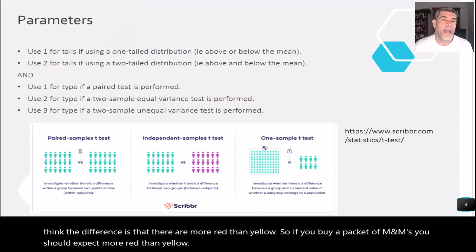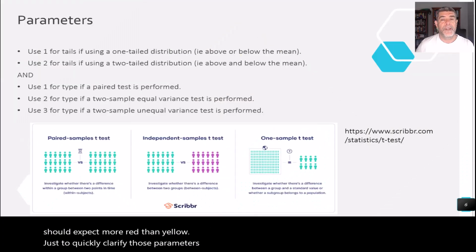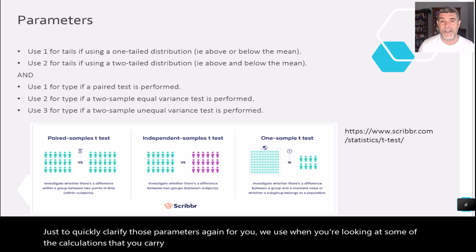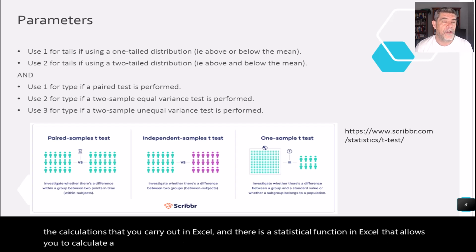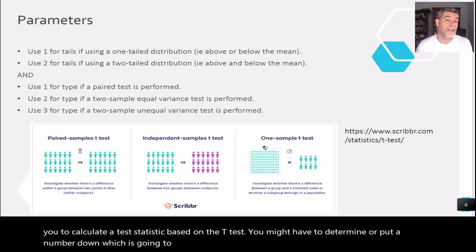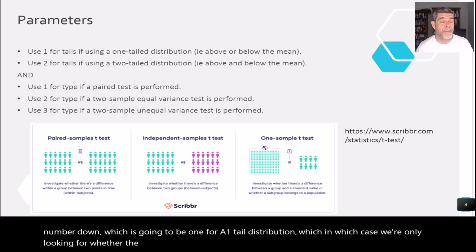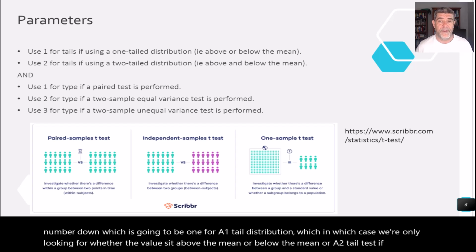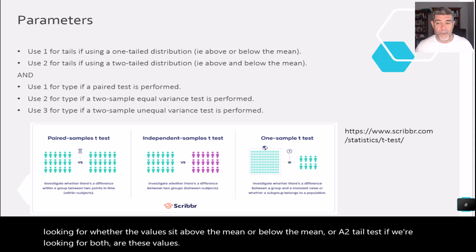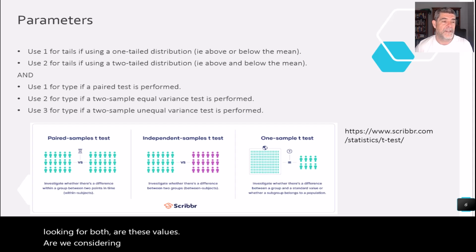Just to quickly clarify those parameters again for you, when you're looking at some of the calculations that you carry out in Excel, there is a statistical function in Excel that allows you to calculate a test statistic based on the t-test. You might have to put a number down, which is going to be 1 for a one-tailed distribution, in which case we're only looking for whether the values sit above the mean or below the mean, or 2 for a two-tailed test if we're looking for both. Are we considering the whole range of values in this situation?